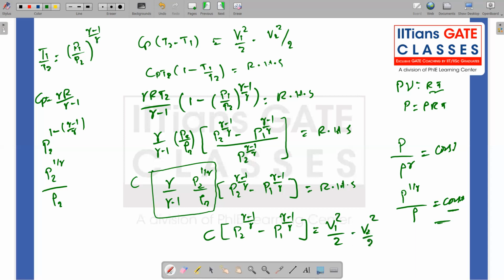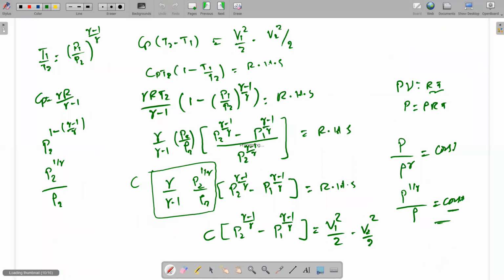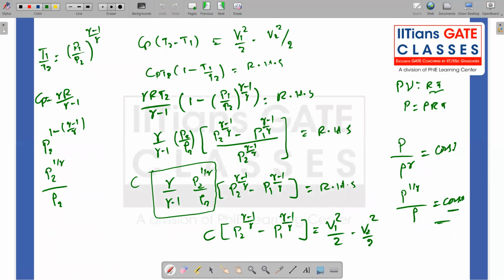So that is the relation between pressure and velocity. Now if I go back and check which option should be correct, that is option C, right? As algebraic simplifications, it looks a bit lengthier, but once you arrive at this particular relation, you can decide which of the options is correct.